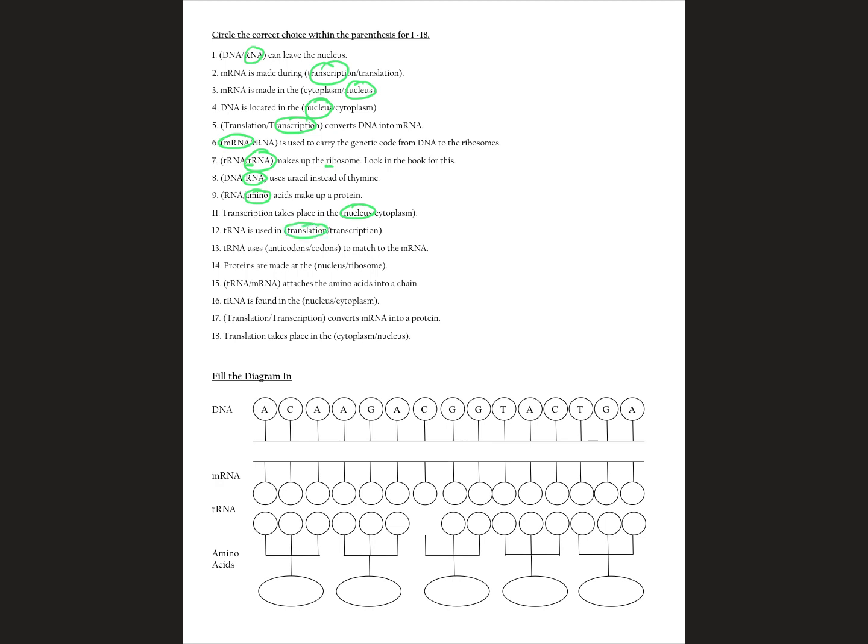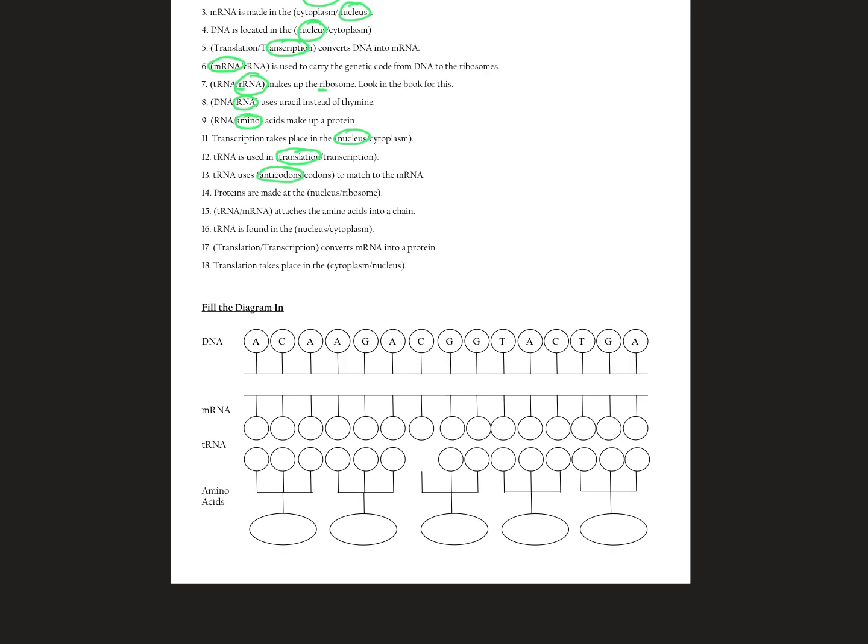Now this is tricky because all of these begin with T. Remember, translation is where you put the amino acids together. So that's what tRNA does, it carries amino acids. tRNA uses anticodons or codons to match the mRNA? Anticodons. The codons are on the mRNA. Ribosome, rRNA uses mRNA to read.